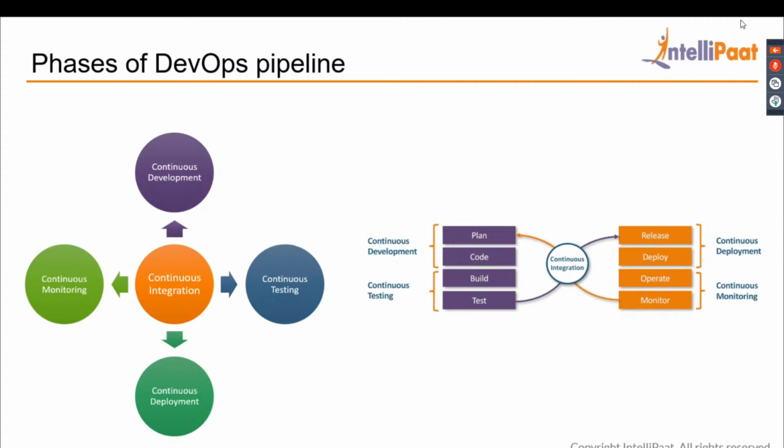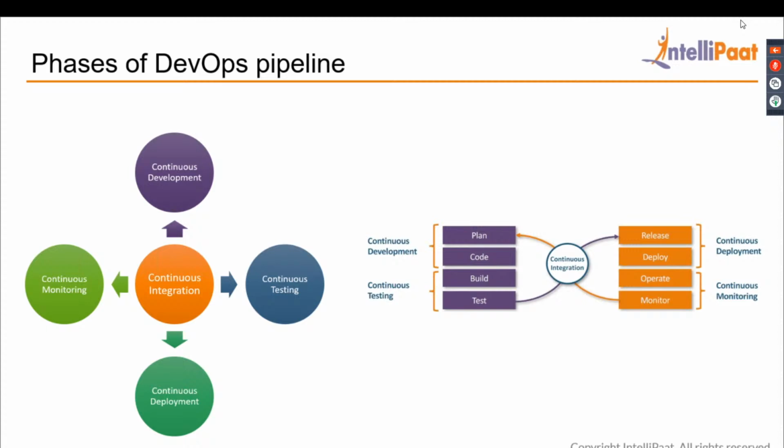Now coming to continuous development, that is the first part. They plan and code it. Once it is coded, it will be pushed into the version control tool, as I told you. Now the continuous integration tool will pick it up and push it for build and testing. Again, the continuous development part and the testing part cannot directly communicate, so to make them communicate, we need the continuous integration tool. The code is pulled and sent into build and test.